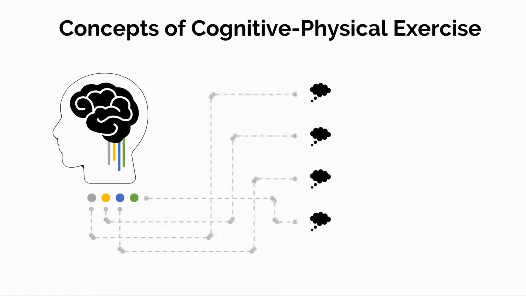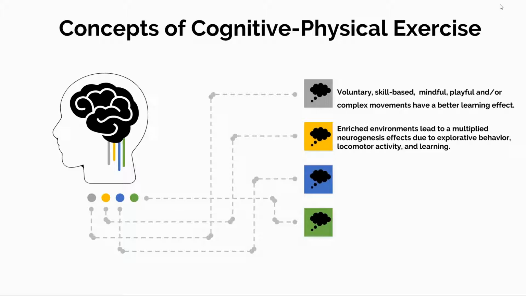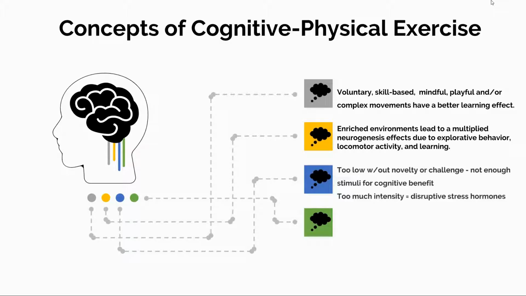For the concepts of cognitive and physical exercise, let's just review these. So we want voluntary, skill-based, mindful, playful, and or complex movements in order to have a better learning effect, a more profound effect on brain structure and function. And if you're checking off one or more of these boxes, then you're a cognitive exercise specialist in my books. And then enriched environments lead to a multiplied neurogenesis effect due to explorative behavior, locomotor activity, and learning. Just watch kids. This is how they develop.